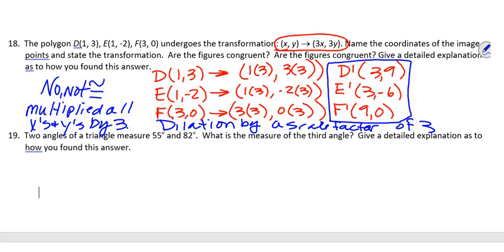What is the measure of the third angle? Give a detailed explanation as to how you found this answer. Well, what I know is when I add 3, this is the Triangle Sum Theorem. That's what this would be.